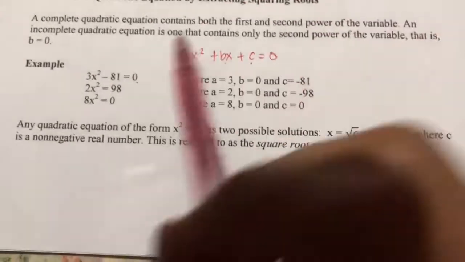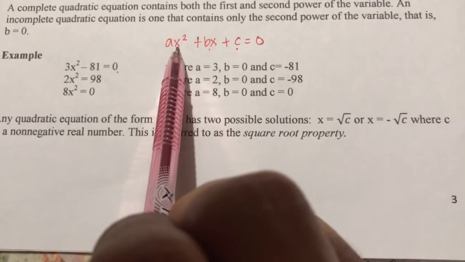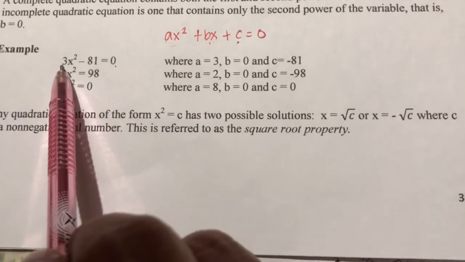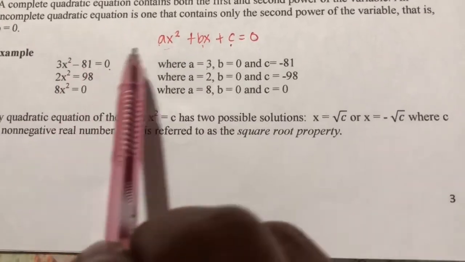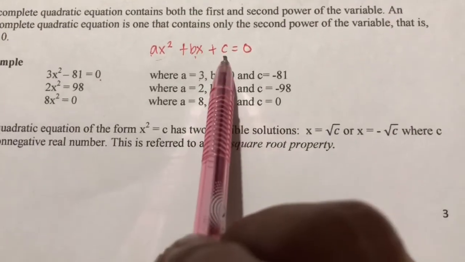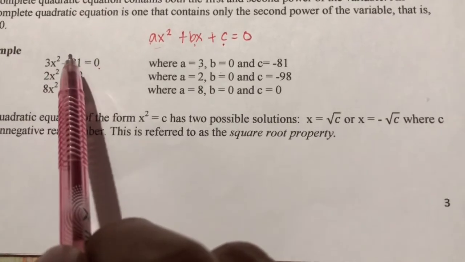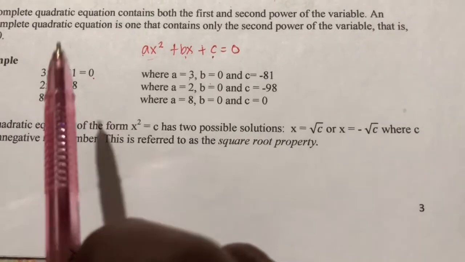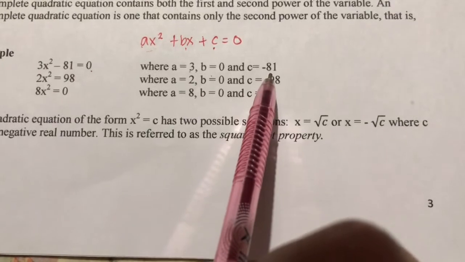C is for constant term. So, if we're going to look at example number 1 here, ang katabi ng x squared is a. So, therefore, our a here is 3. Wala tayong nakikitang x. That's why automatic b is equal to 0. And our constant term, number lang siya, pure number lang. Pag sinabi natin constant number, constant nga, fixed. Hindi na siya nagbabago. So, c is equal to negative 81.